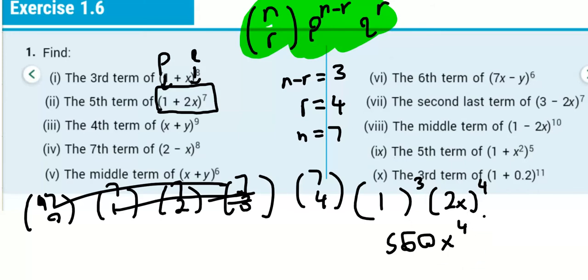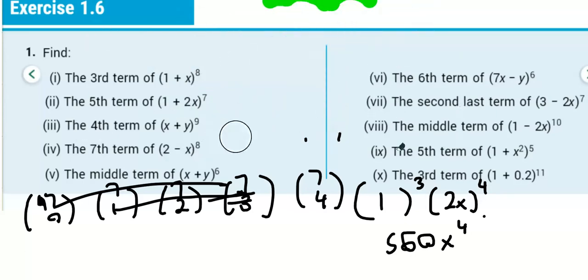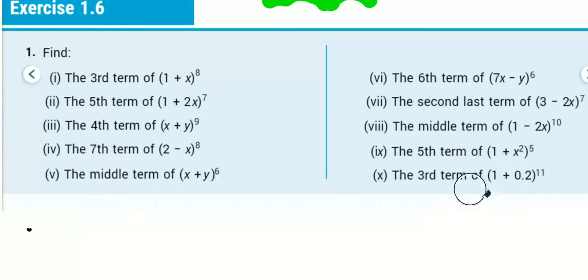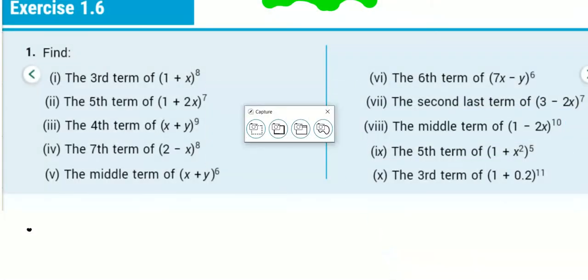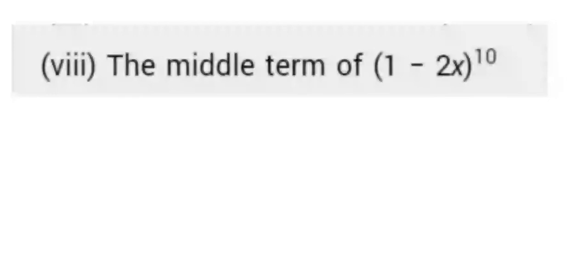Okay. Now, here's what I want you to do now, guys. I want you to try part 8. In part 8, you're looking for the middle term. Now, think about this. If it's to the power 10, how many terms do you have? 11. And what is the middle of 11? If you aren't sure, divide by 2. What do you get? 5 point. Round up. You're looking for the 6th term.